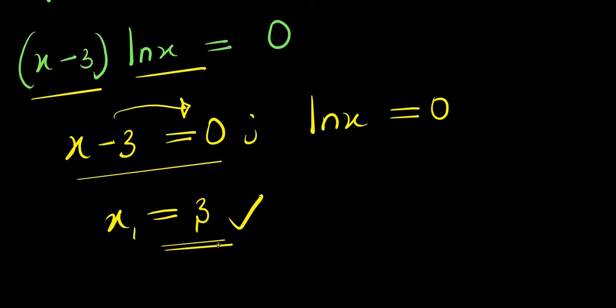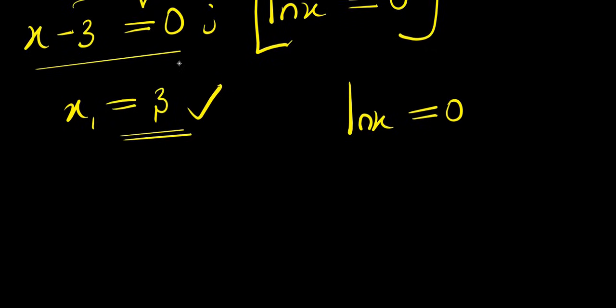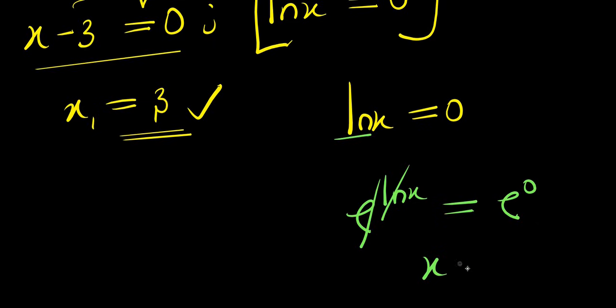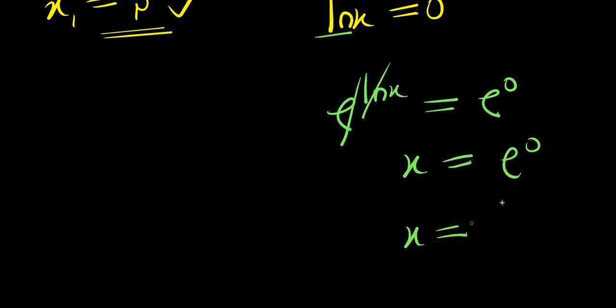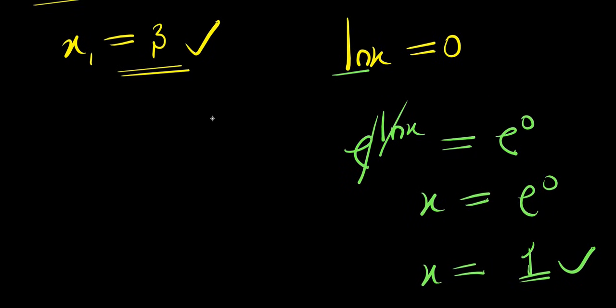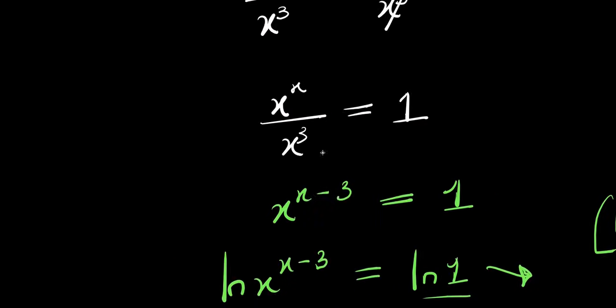So let's also consider this. This is natural log of x equals 0. Now to solve for x, we need to eliminate natural log. So we have e to the power natural log of x equals e to the power 0. e cancels natural log, we have x equals e to the power 0. And from here, any number or alphabet raised to the power of 0 is 1. So this is 1. Using this approach, we have gotten two solutions, which are x equals 3 and x equals 1. So this is one way of solving this exponential problem.